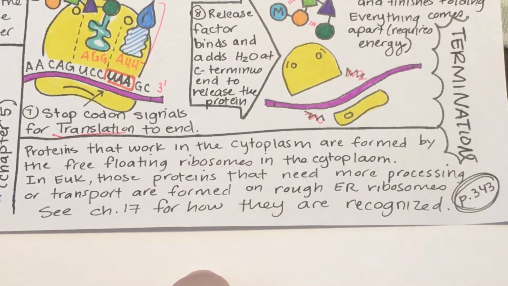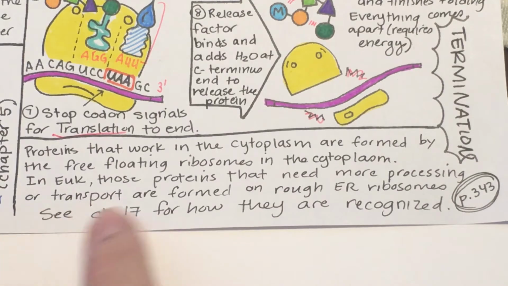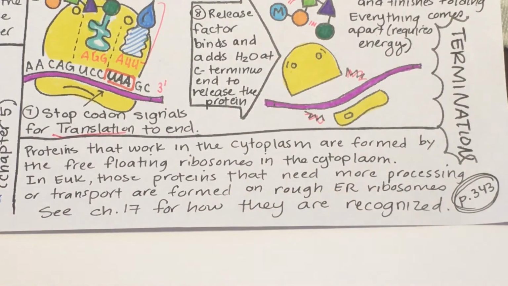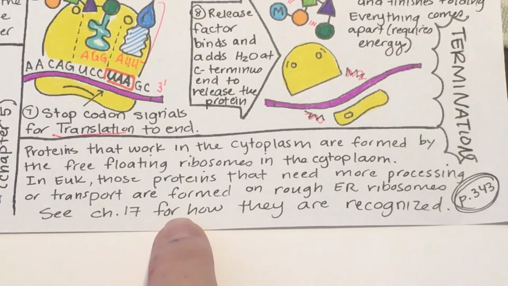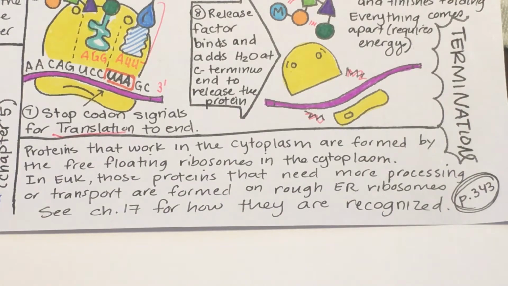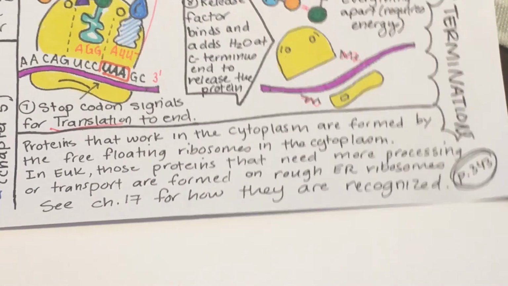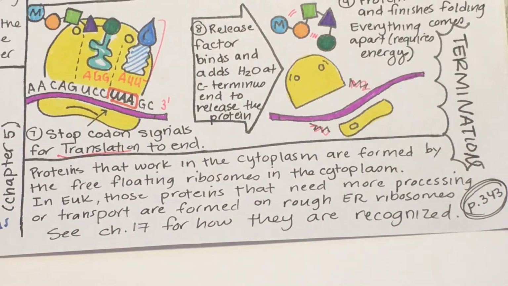So recall that you can find ribosomes in 2 kinds of places in a eukaryotic cell. You can find them in the cytoplasm, or you can find them on that rough ER. So think about, if your protein is one that's going to work in the cytoplasm, you can form them on those free-floating ribosomes in the cytoplasm. The moment they're done, they're released and they're doing their job.